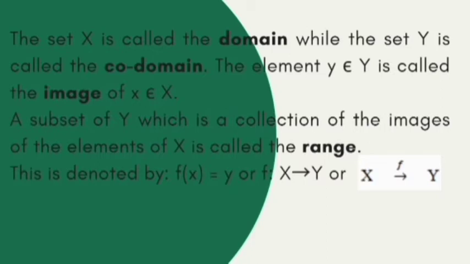A subset of Y, which is a collection of the images of the elements of X, is called the range, and it's denoted by f(x) = y. In any of the three cases, you say that f is a mapping from X into Y.